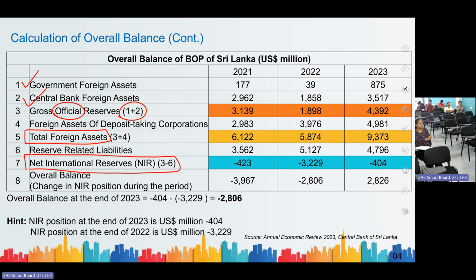So how do we calculate it? Net international reserve position at the end of the period. Let's say we are going to calculate the overall balance for 2023. At the end of 2023, what is the net international reserve position? The NIR position at the end of 2023 is this much. We have to subtract the net international reserve position at the beginning of the period, at the beginning of 2023. What is that? That is 3,000 minus 3,229.